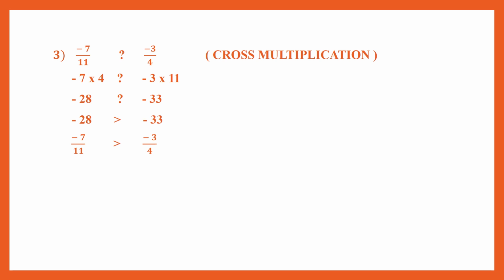Can we use the other method here? Look at the denominators. We have 11 in one case, minus 7 upon 11, and we have 4 in the other fraction, minus 3 upon 4. 4 3s are 12, but it cannot be converted into 11. So here you can only use the cross multiplication method.